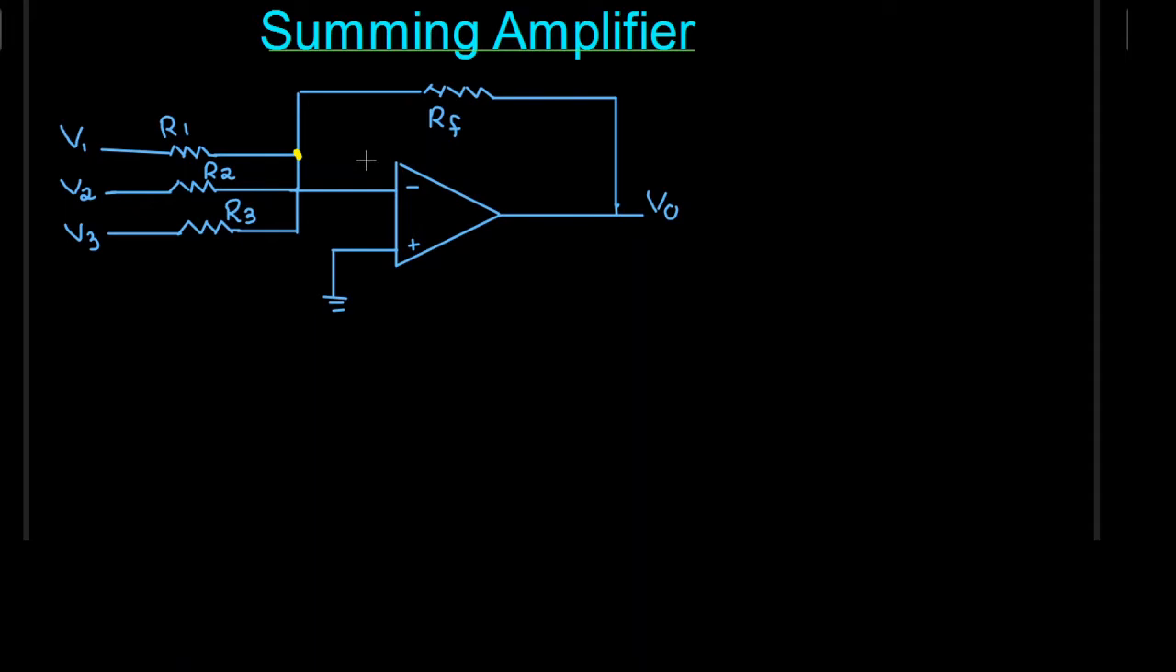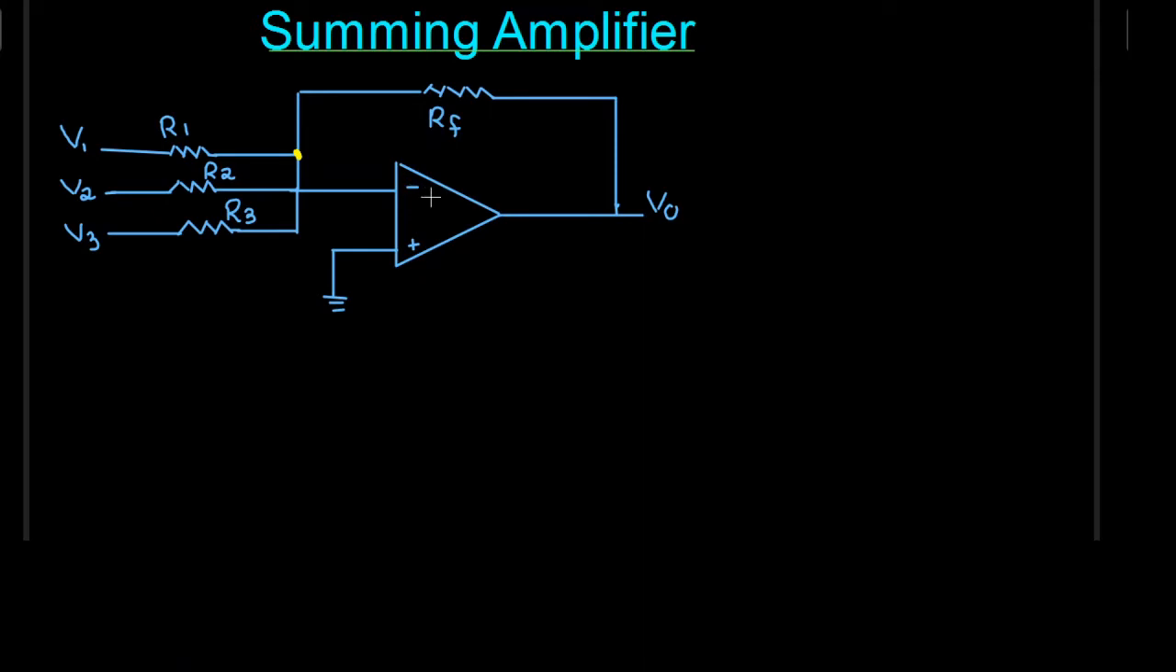So far, in the inverting operational amplifier configuration and the non-inverting operational amplifier configuration, we have been applying a single input to the input terminal. Now in this lecture, we are going to apply multiple inputs to the input terminal, and we will see how this configuration acts as a summing amplifier.